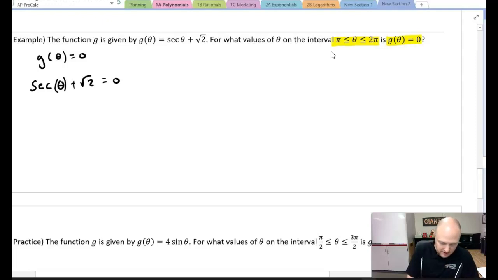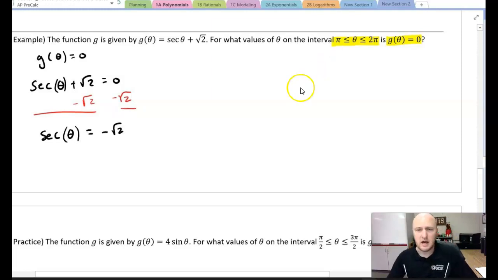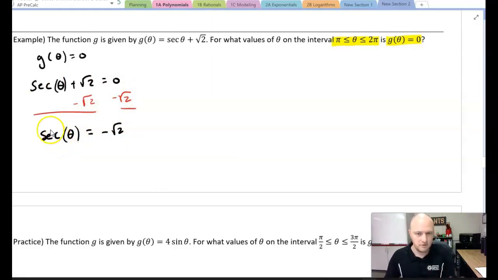So we're going to subtract the square root of 2, move this over to the other side, and we get secant theta, that's supposed to be secant, my brain's going ahead, secant theta is equal to negative square root of 2. Now I don't have any information in the unit circle on secant theta, unless you've memorized values of secant theta, which congratulations on that, because that's an impressive feat.